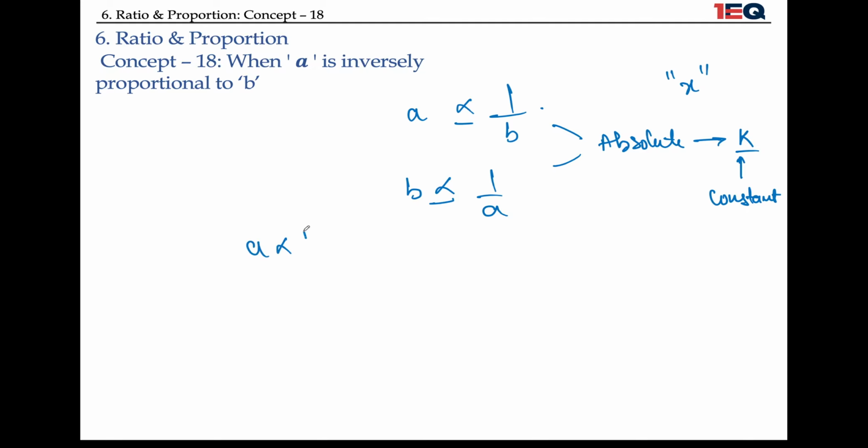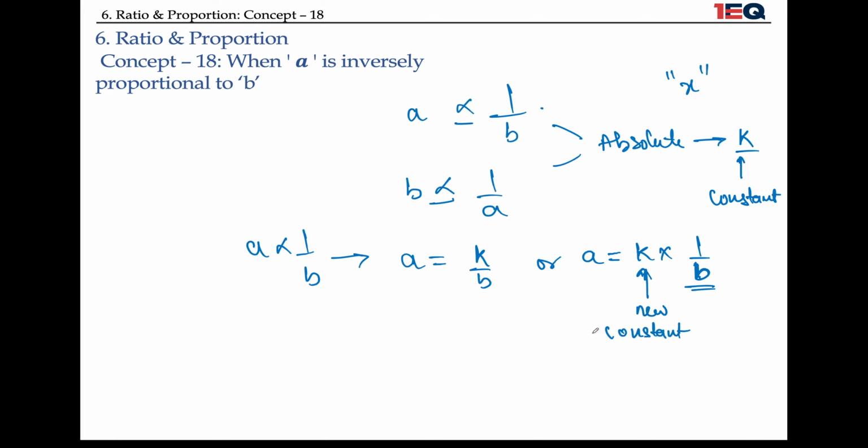What do I mean? If I wish to remove the sign of a is inversely proportional to b, I can write that a is equal to k upon b, or a is equal to k multiplied by 1 upon b. This 1 upon b is the same concept which we were talking about, and k is the new constant which was introduced. We are good. Moving on.